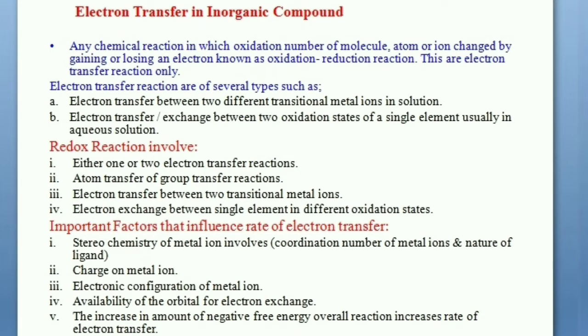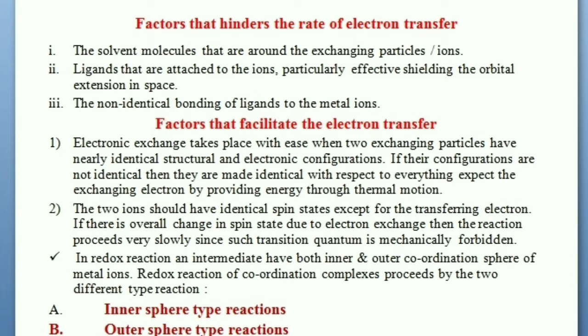Now come to the factors that influence the rate of electron transfer: stereochemistry of metal ions, that is the coordination number of the metal ion and nature of ligand, charge and electronic configuration of the metal ion, availability of orbitals for electron exchange, and an increase in the amount of negative free energy of the overall reaction increases the rate of electron transfer. Factors that hinder the rate of electron transfer are the solvent molecules around the exchanging particles and the ligands attached to the ions, particularly effective shielding, the orbital extension in space, and the non-identical bonding of ligand to the metal ions.